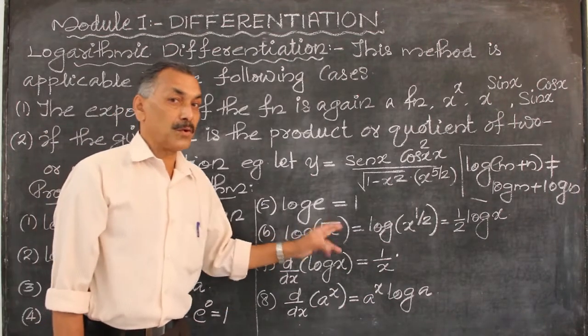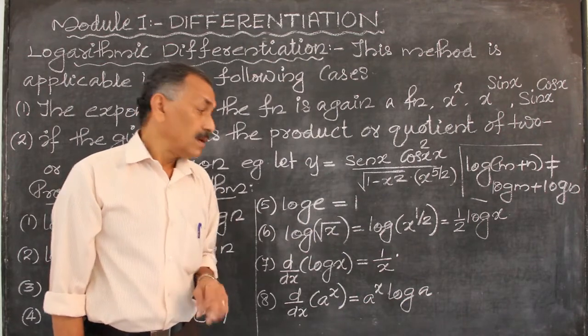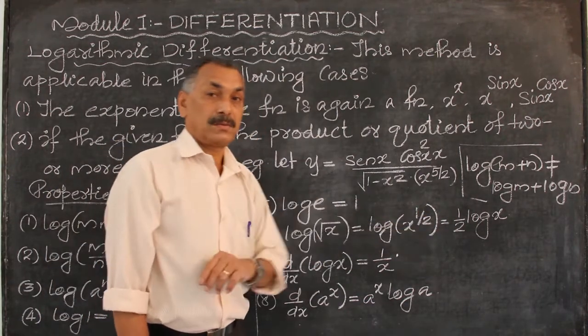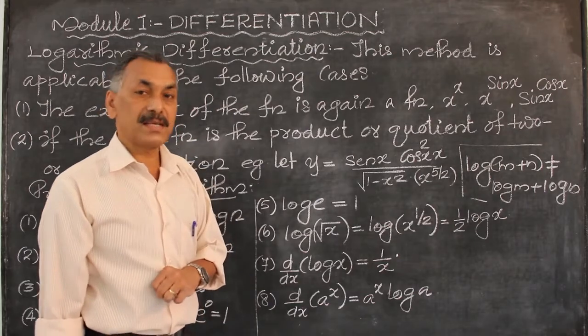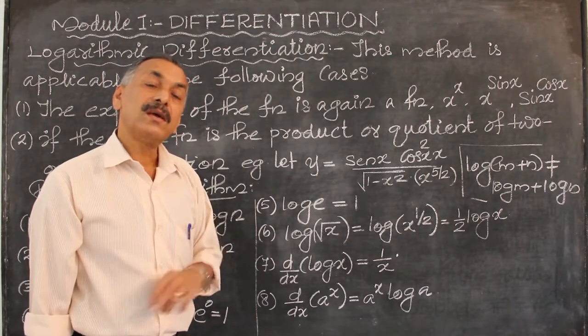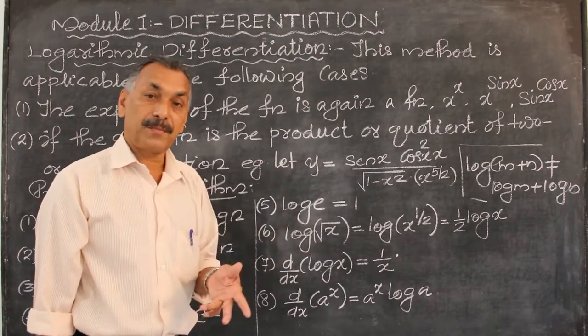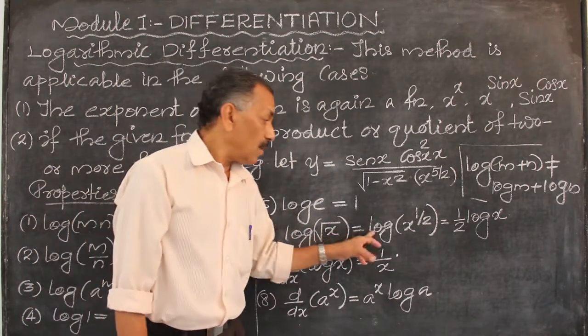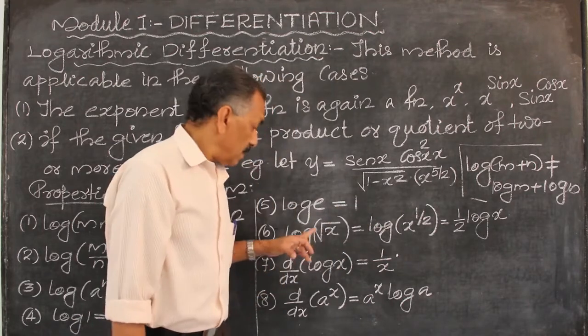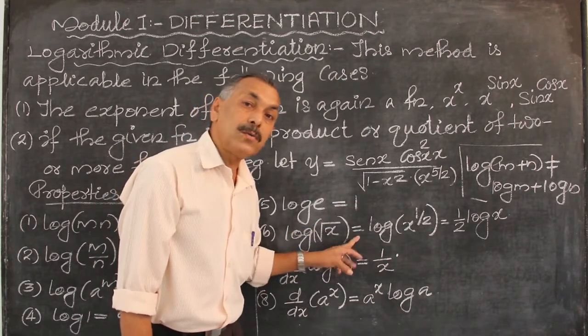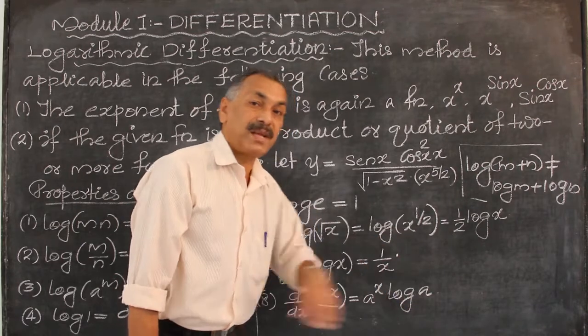Then log of root x. What is log of root x? Root x is x raised to 1 by 2. root x എന്ന് പറഞ്ഞാൽ x raised to 1 by 2, cube root of x is x raised to 1 by 3, fourth root of x is x raised to 1 by 4. The log of root x means log of x raised to 1 by 2. The log of cube root of x ആണ് log of x raised to 1 by 3.